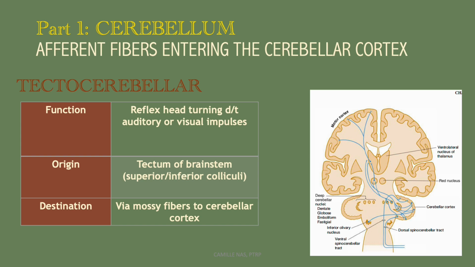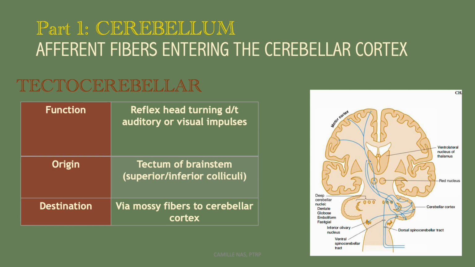Next, we have the tectocerebellar. It originates from the tectum of the brainstem, both your superior and inferior colliculi, and it will synapse with your cerebellar cortex via mossy fibers. The function of this tract is reflex head turning due to auditory or visual impulses.